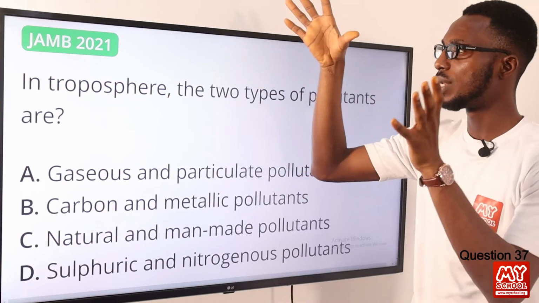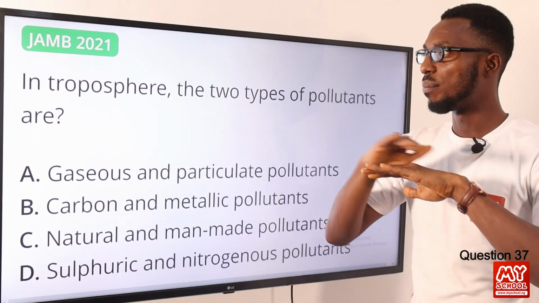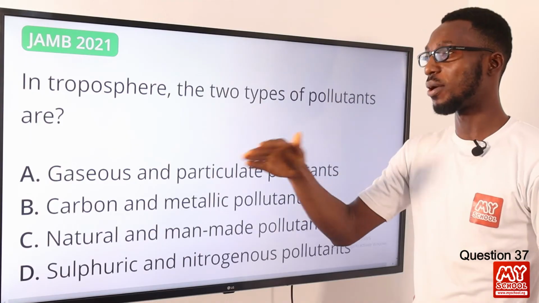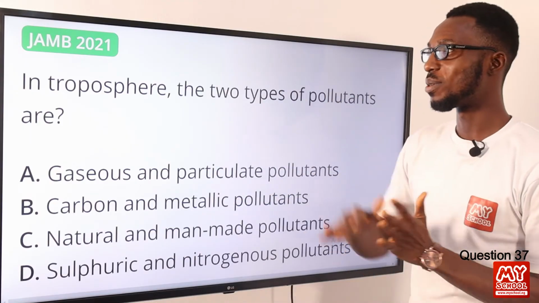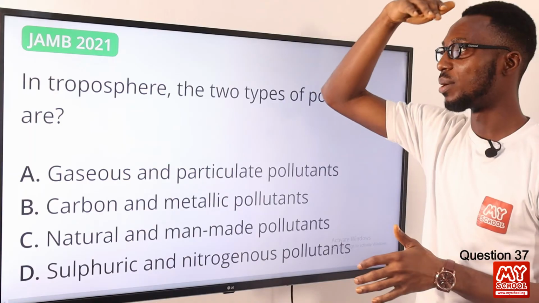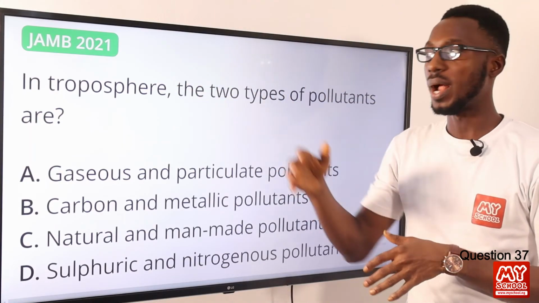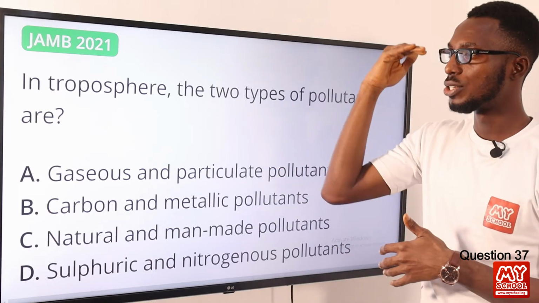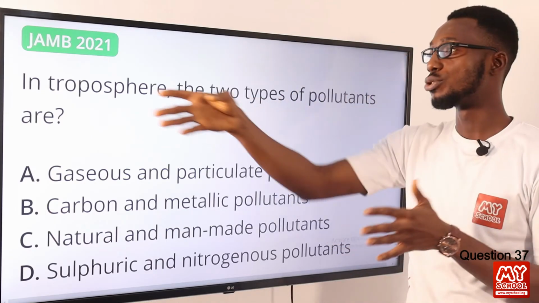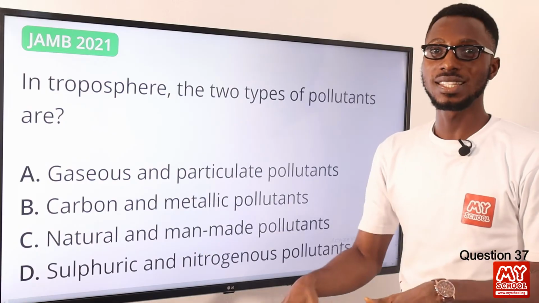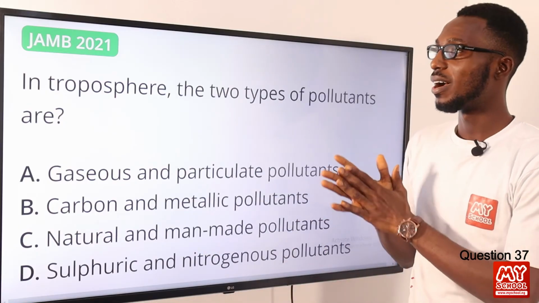We know the atmosphere can be broken down into different spheres or subspheres. Starting from the outside, you talk about the exosphere, the thermosphere, the stratosphere, and the troposphere, which is the closest to us, to the Earth's surface.